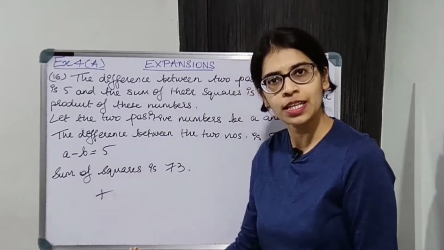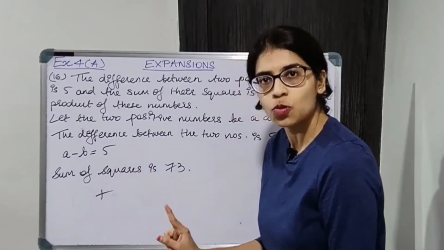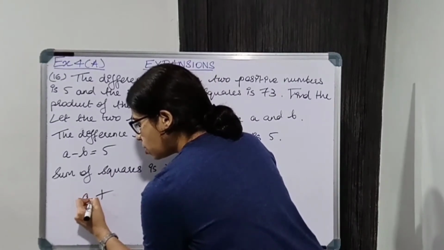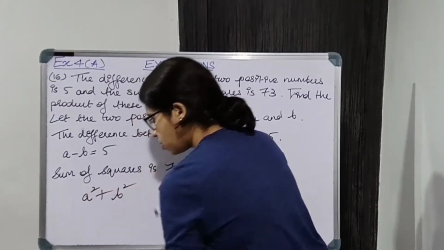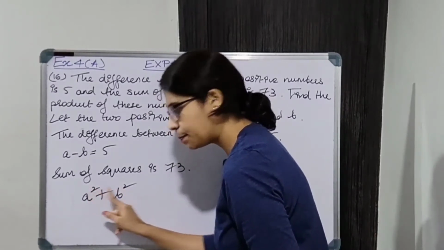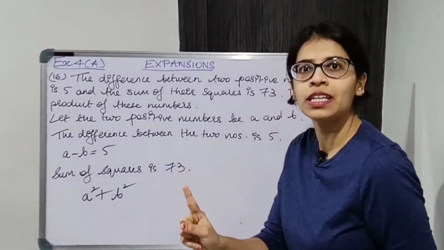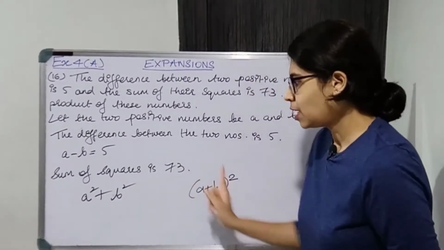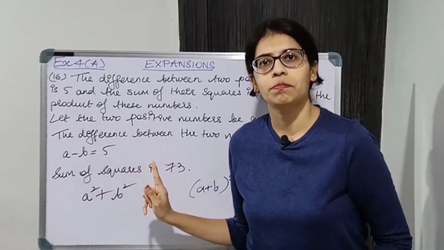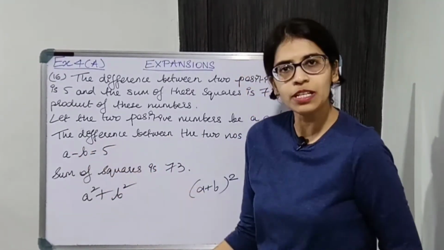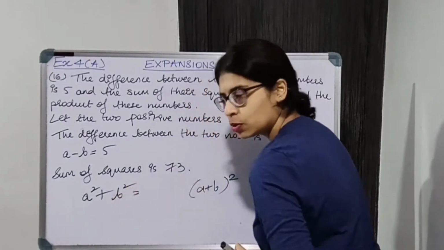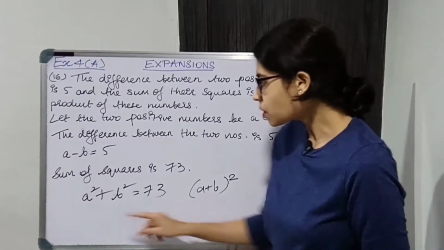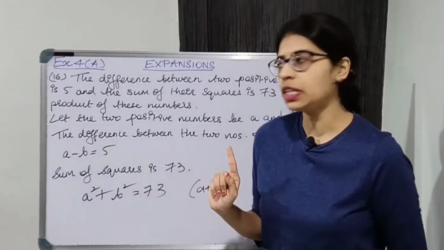Sum, put positive sign. Sum means addition sign. Of squares, squares मतलब दो squares हैं यहाँ पे. Sum of squares. Square of sum नहीं है. Square of sum will be this. And sum of squares is a square plus b square. So a square plus b square is equal to 73. Okay, very easy.